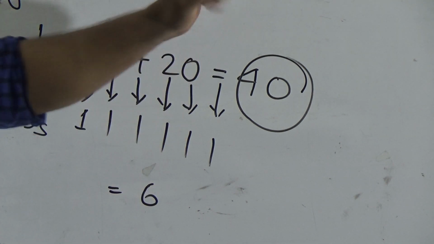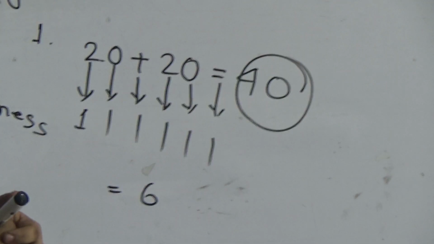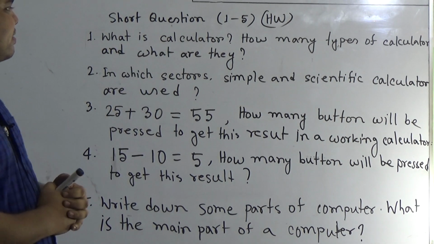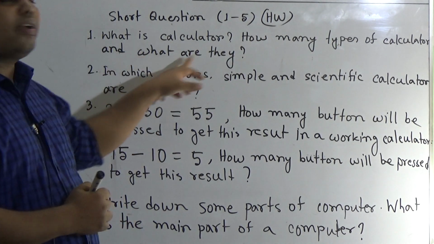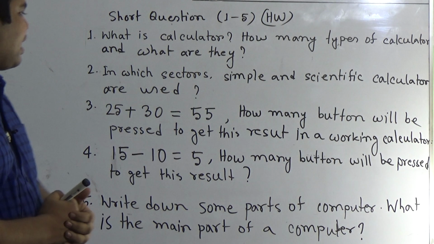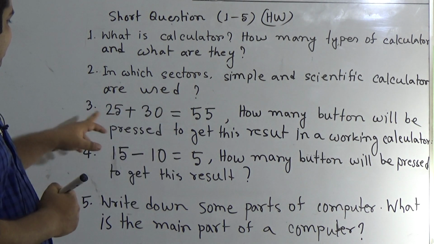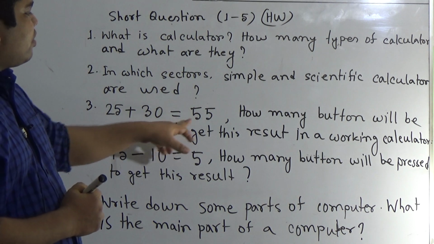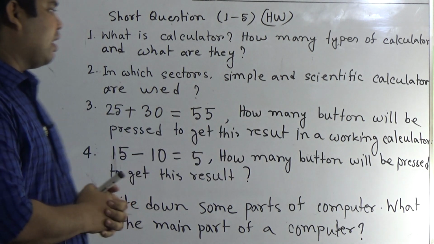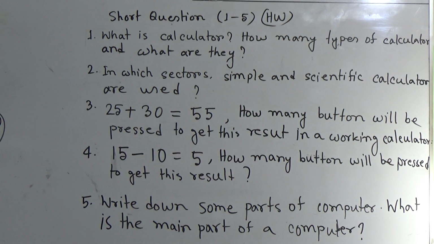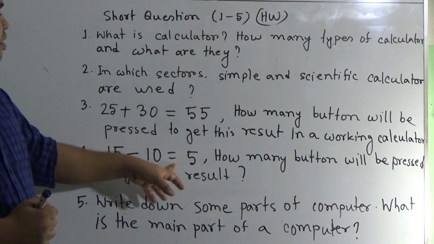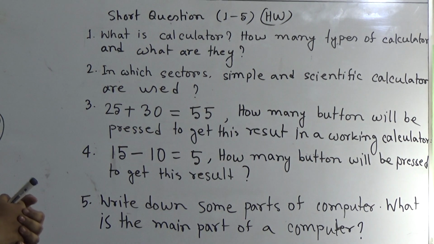My dear students, there are some short questions given in the right side. First of all, what is calculator? We have already given you the answer. How many types of calculator and what are they? So second question is, in which sector simple and scientific calculator are used? Then number 3, 25 plus 30 equal to 55. How many buttons will be pressed to get this result in a working calculator, which is similar to this question. Now question number 4 is 15 minus 10 equal 5. How many buttons will be pressed to get this result?